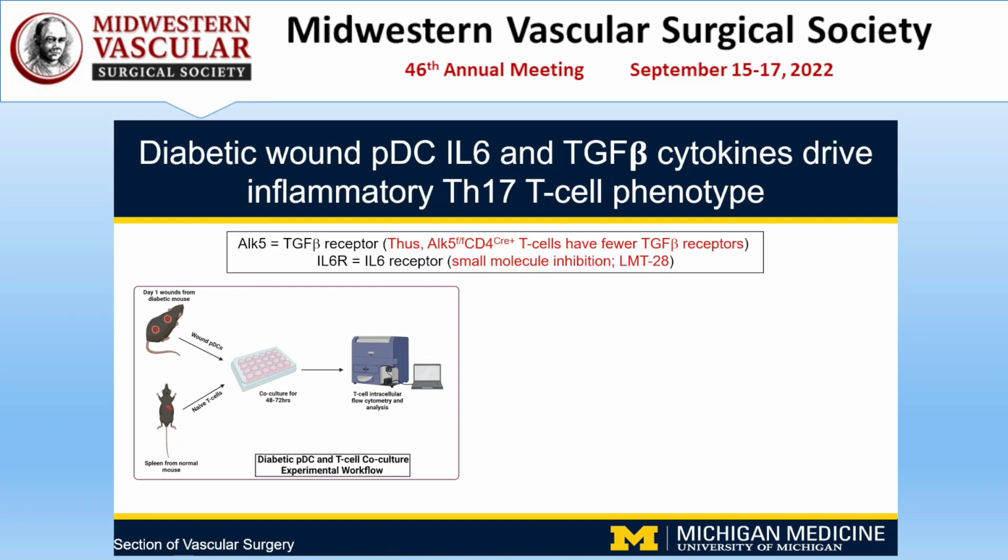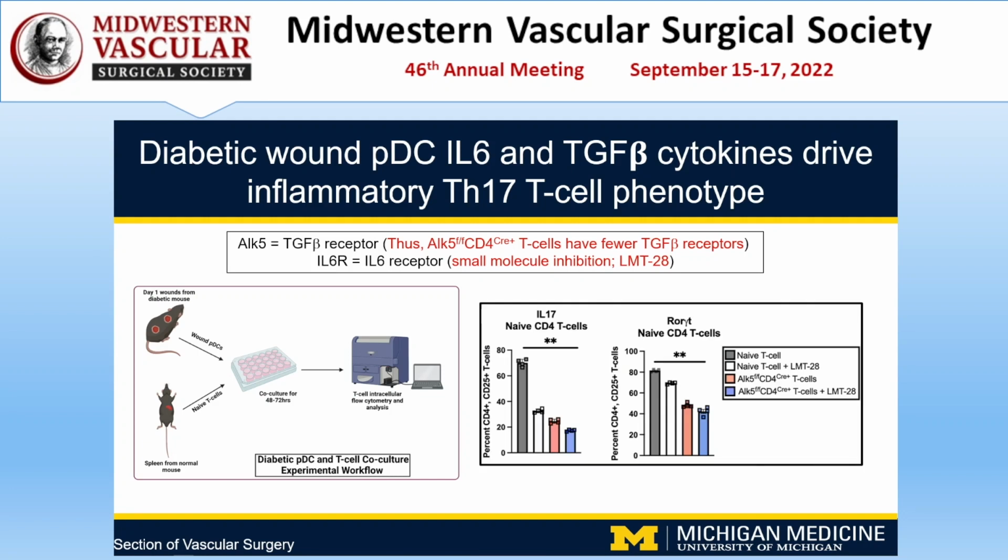But as you all know, in science we have to prove it twice. So we repeated this experiment, but this time took T cells from normal mice that lacked the TGF-beta receptor and/or included IL-6 antagonism to see if that would drop down the levels of IL-17. And indeed, they did.